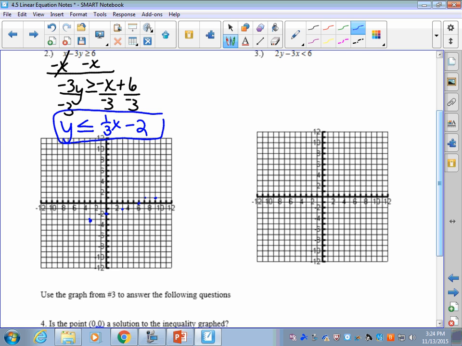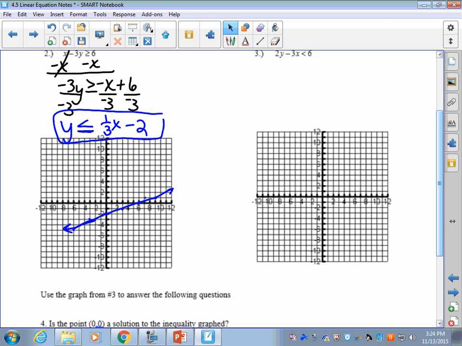Why is this one going to be a solid line? Because of the equal to part, the solid line underneath the inequality. So we are going to have a solid line. My line is crooked. Apologize. Okay.